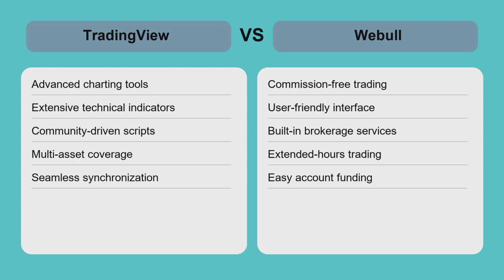For example, a day trader who relies heavily on custom indicators may prefer TradingView, while an investor looking for quick order placement and zero fees would benefit more from Webull. Both platforms support mobile and desktop use, but their core strengths cater to different trading priorities.